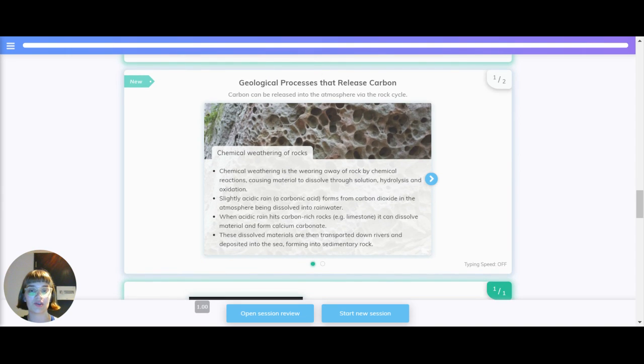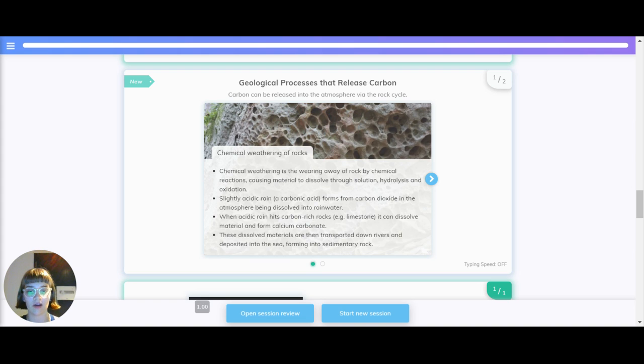Now let's have a look at geological processes that release carbon. Carbon can be released into the atmosphere via the rock cycle. So chemical weathering of rocks. Chemical weathering is the wearing away of rock by chemical reactions, causing material to dissolve through solution, hydrolysis and oxidation.